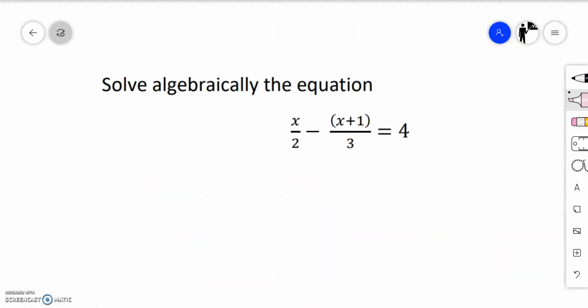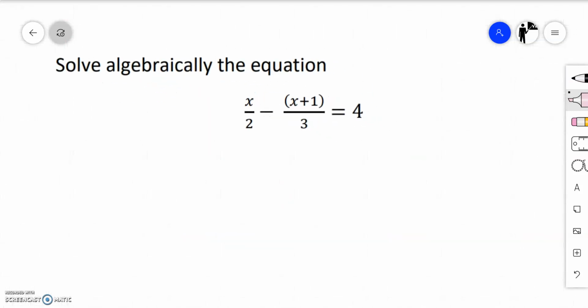Example 1 done. If we have a look at example 2, solve algebraically the equation x over 2 minus (x plus 1) over 3 is equal to 4. This problem, you can see, has 2 fractions, x over 2 and x over 3. So what we're going to do is we're going to multiply each side of our equal sign by the lowest common multiple of 2 and 3. Okay, so the smallest thing in each times table is 6. So what we're going to do is we're going to multiply this side by 6.